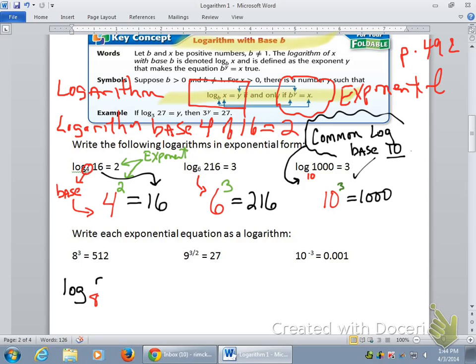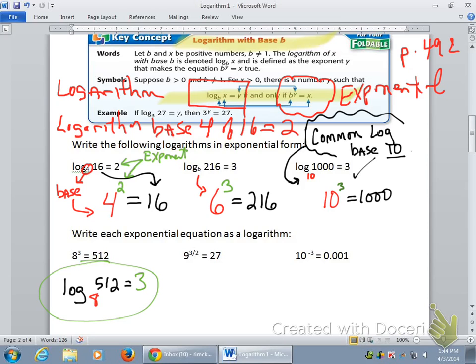And that is 512 equals, what's the exponent? 3. So it would look like this. Okay? That's all we got to do. As long as this is all we're doing. Try the next one. All right?